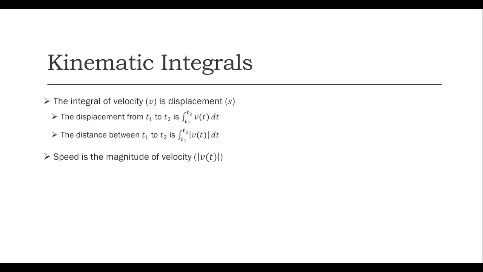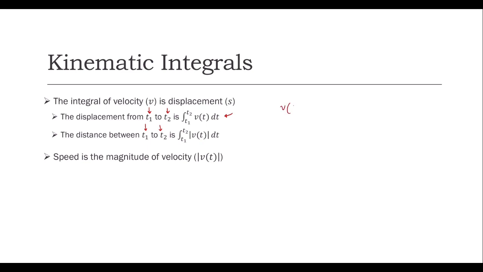For kinematic integrals, we have the integral of velocity as displacement. So if you want to know your displacement from one time to another, it would be the integral from the initial time to the final time of your velocity. If you want to know the distance between two times, it would be the integral from the initial time to the final time of the absolute value of the velocity, because your speed is the magnitude of your velocity.